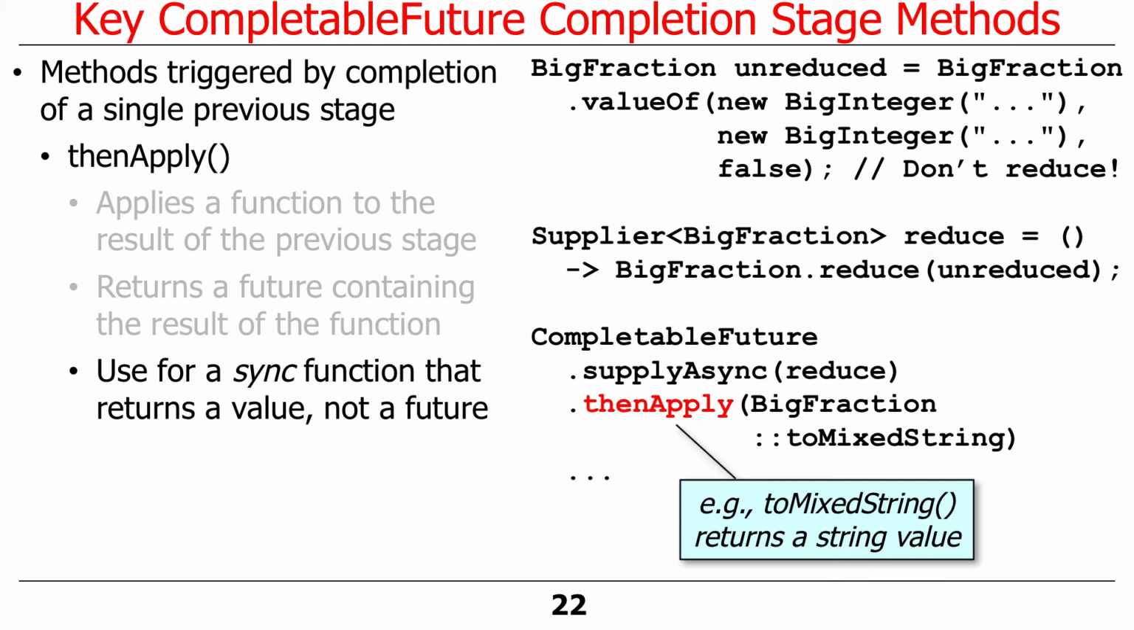Now, you might ask, why does it even bother doing that? Since it's synchronous, we've got the result pretty fast, but that's just the way that the API works. So thenApply is typically used for things that return values, and then it wraps a completable future around it.